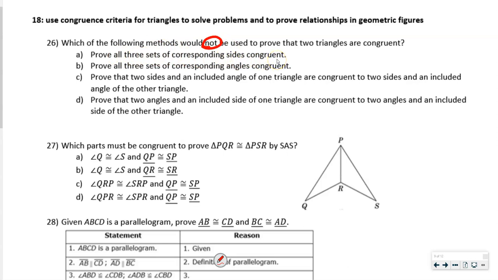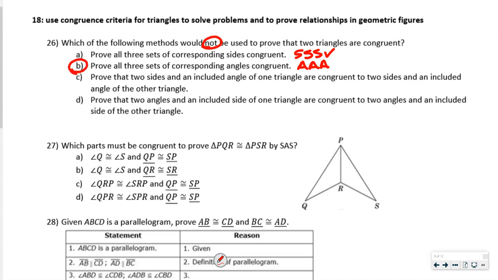Okay, this is true. That's side, side, side, right? So that's a true one. Remember, this is a not statement. Prove all 3 sets of corresponding angles are congruent. Now remember, angles don't prove anything, right? So even if we had angle, angle, angle, if the sides dilated, the angles would stay the same, but the sides would not, right? So I think our answer is going to be B, but let's keep going.